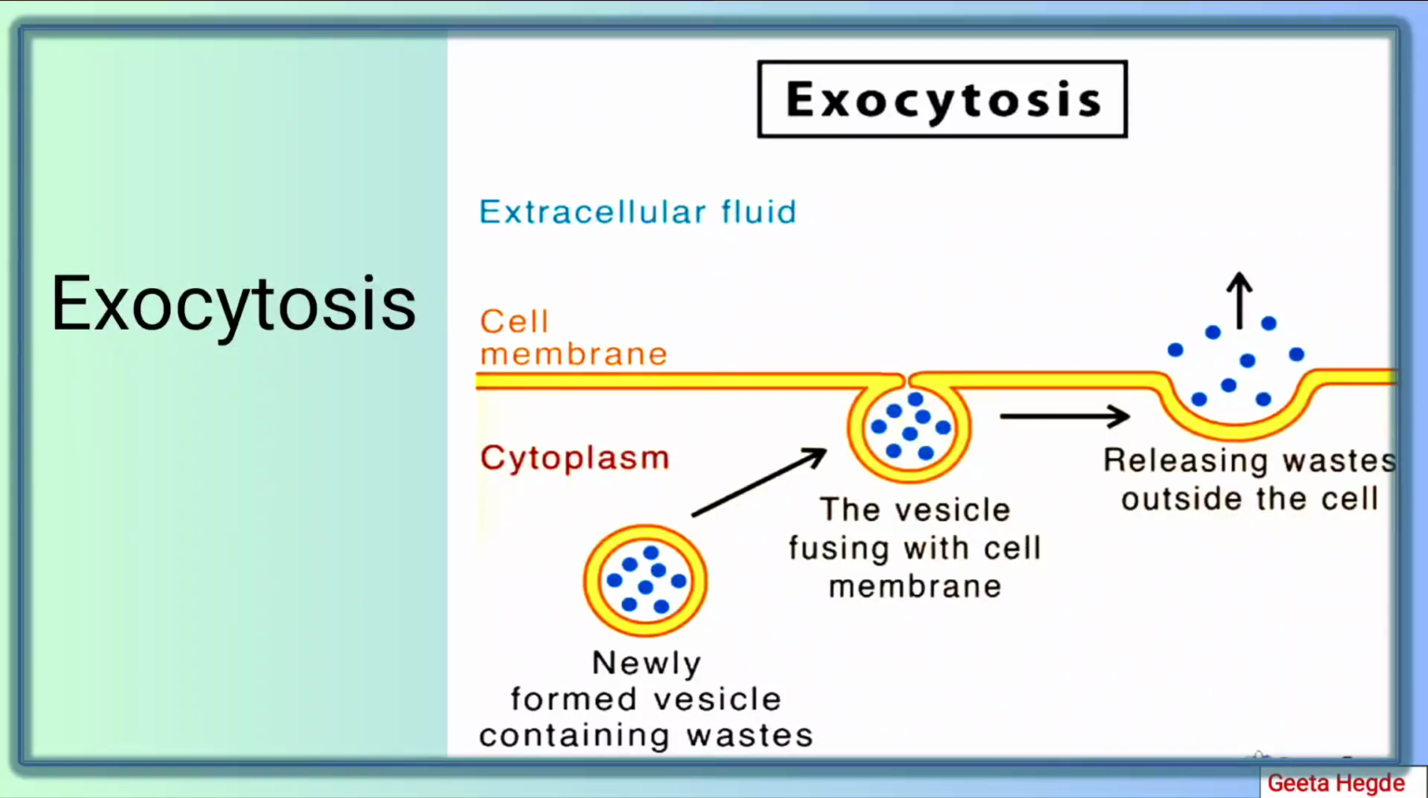Also, exocytosis is used for release of neurotransmitters from nerve cells, secretion of hormones from the endocrine cells, and export of cellular waste. Thus, all these cell transport mechanisms ensure that the cell can efficiently exchange substances with their environment, maintain internal conditions, and carry out necessary physiological functions.